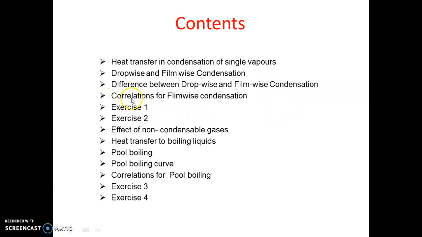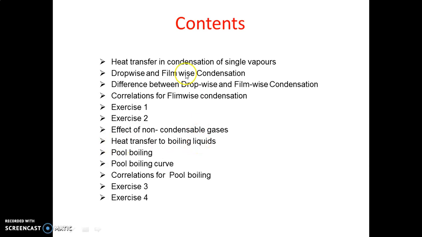Then we have two correlations for filmwise condensation, because the filmwise condensation is used in industry. Dropwise condensation is not used in a chemical industry. So we have some equations for vertical and horizontal surface, and then how to calculate Q and how to calculate the m dot. So these are the two examples we have already discussed in this section, correlation. Then we had discussed the effect of non-condensable gases.